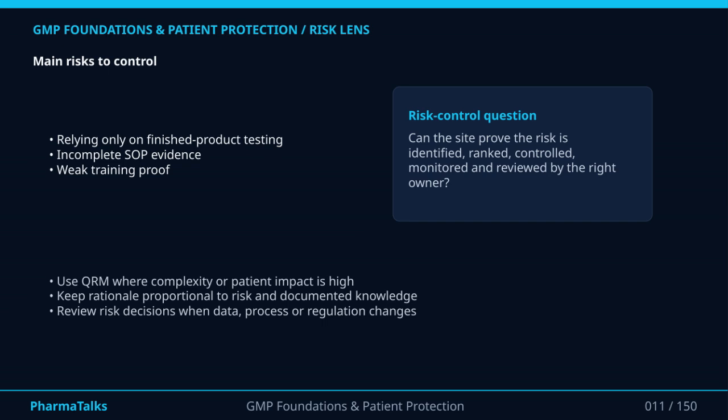To manage this, we recommend using quality risk management, especially when dealing with complex processes or areas that significantly impact patient safety. It's important to keep the rationale for risk control proportional to the level of risk, supported by solid documented knowledge. Additionally, risk decisions should be reviewed and updated whenever there are changes to data, processes, or regulations to ensure ongoing protection. This approach ensures a robust framework that upholds both product quality and patient safety.